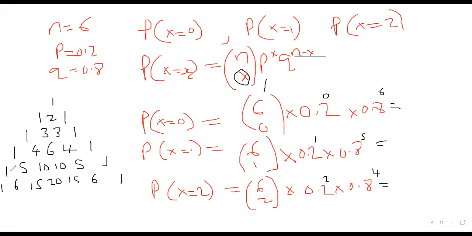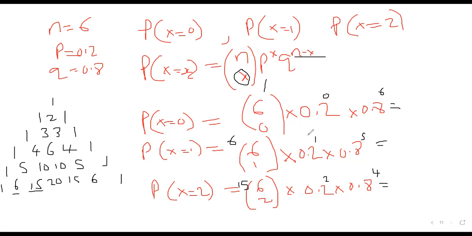What is 6 combination 1? 0, 1, 2, 3. So 6 combination 1 is 6. 6 combination 2 is 15. Remember where we started from, right? Are we getting this? Yes.